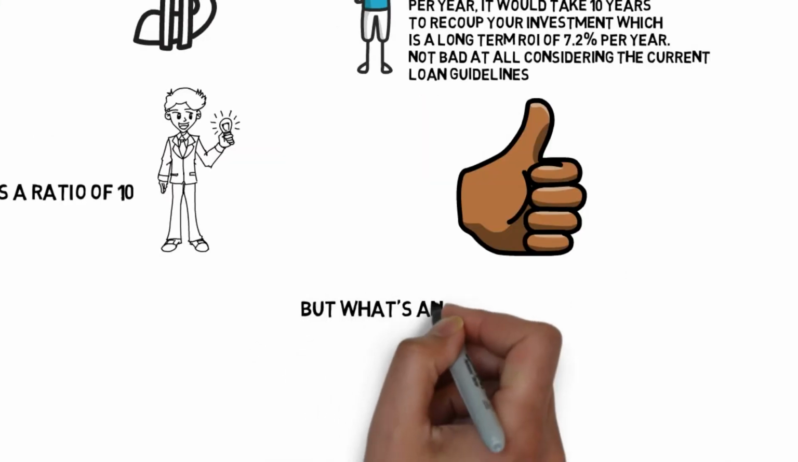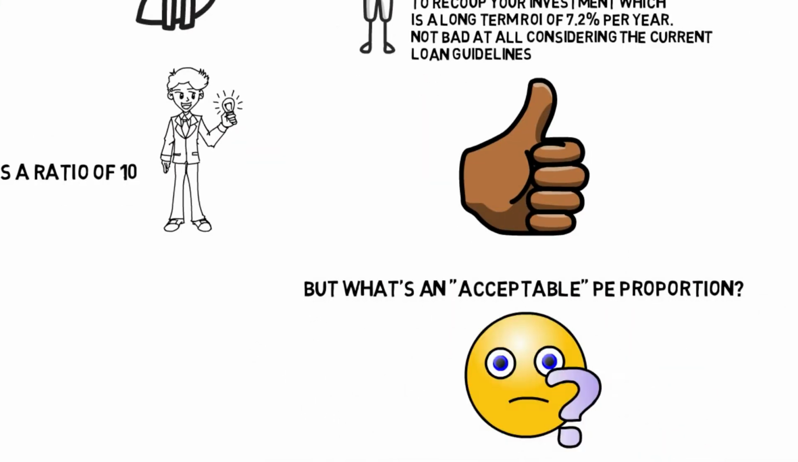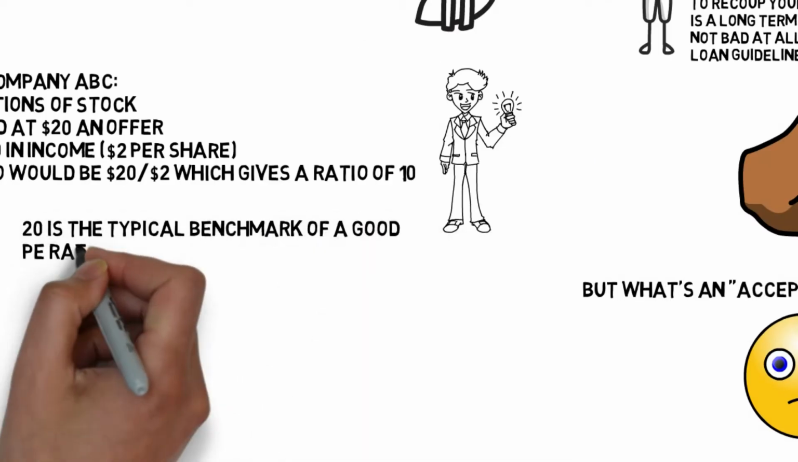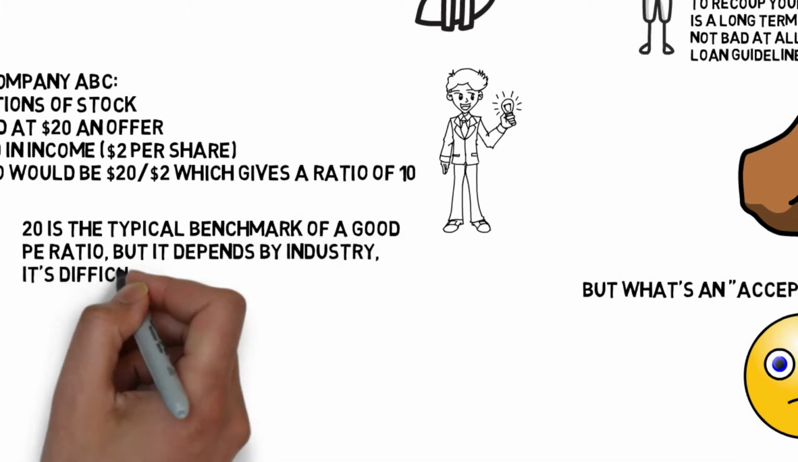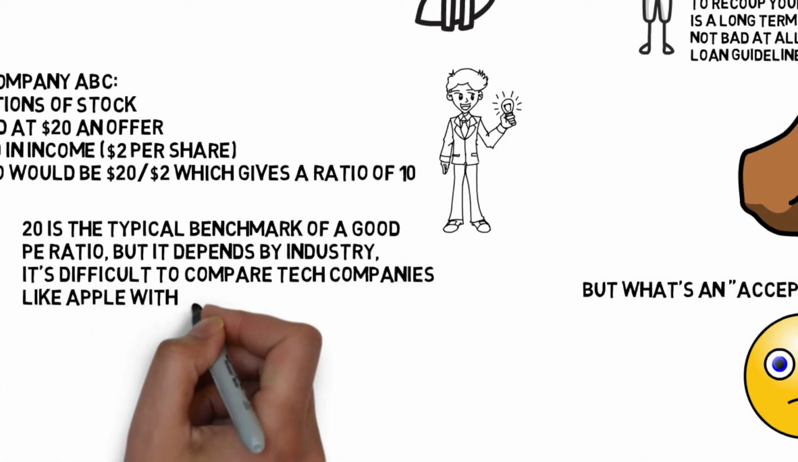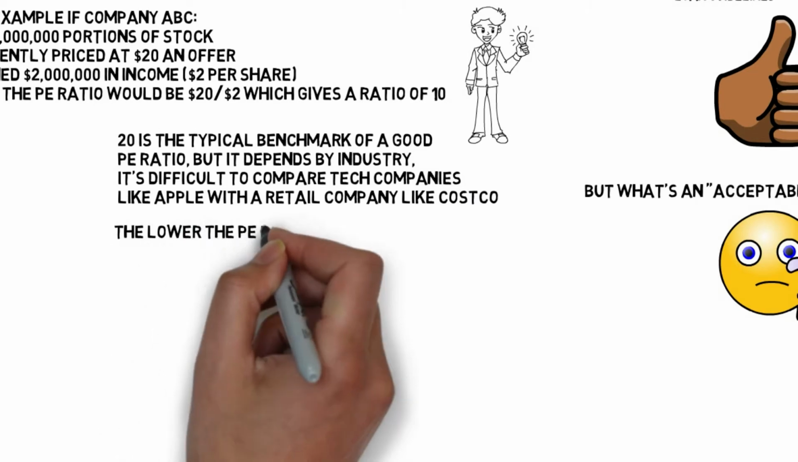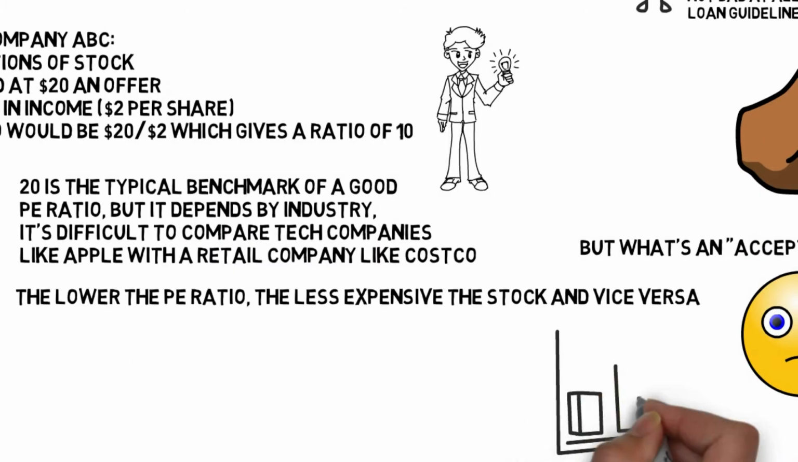But what's an acceptable PE? 20 is the typical benchmark of a good PE ratio, but it depends on the industry. It's difficult to compare tech companies like Apple with a retail company like Costco. The lower the PE ratio, the less expensive the stock is, and vice versa.